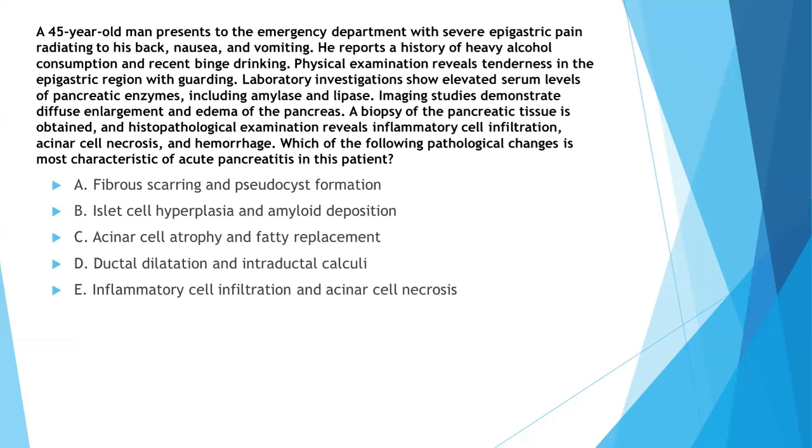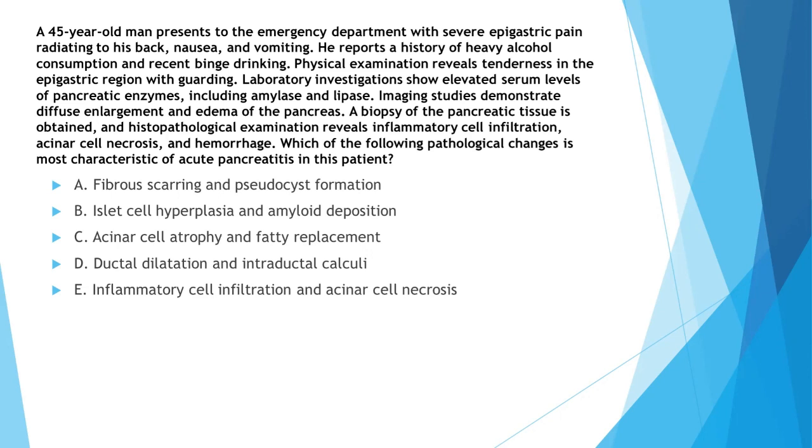A 45-year-old man presents to the emergency department with severe epigastric pain radiating to his back, nausea and vomiting. He reports a history of heavy alcohol consumption and recent binge drinking. Physical examination reveals tenderness in the epigastric region with guarding. Lab investigations show elevated serum levels of pancreatic enzymes, including amylase and lipase. Imaging studies demonstrate diffuse enlargement and edema of the pancreas.